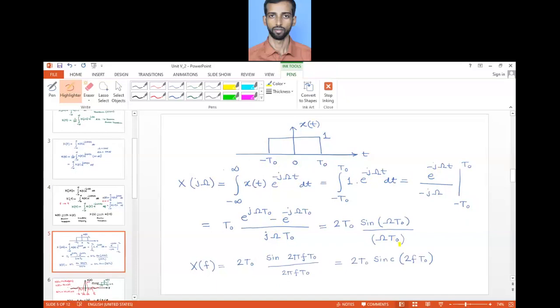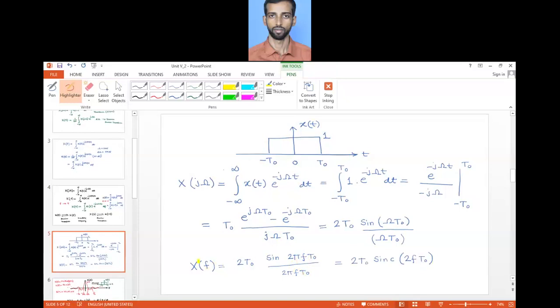2 t0 sin(ω t0) by (ω t0), where ω is the corresponding angular frequency given by 2πf. So that is a representation in terms of the angular frequency. You can also represent the same thing in terms of the Hertz frequency. X(f) is given by 2 t0 sin(2π f t0) by (2π f t0). Now last day we mentioned that any signal represented in the form sin(πx) by (πx) is the form of a sinc function. So here x is equal to 2 f t0, so sin(2π f t0) by (2π f t0) will give you 2 t0 sinc(2 f t0).